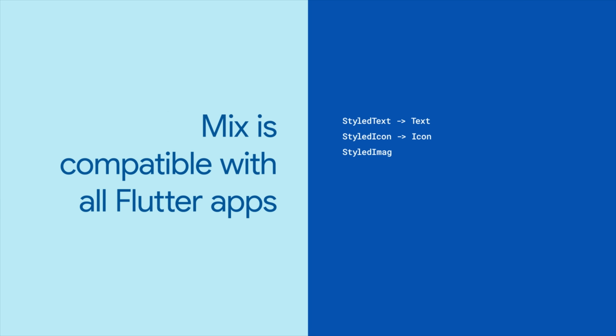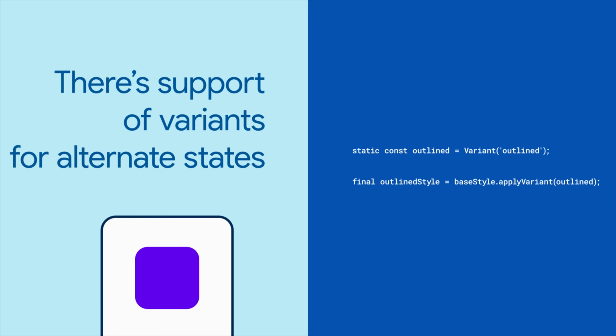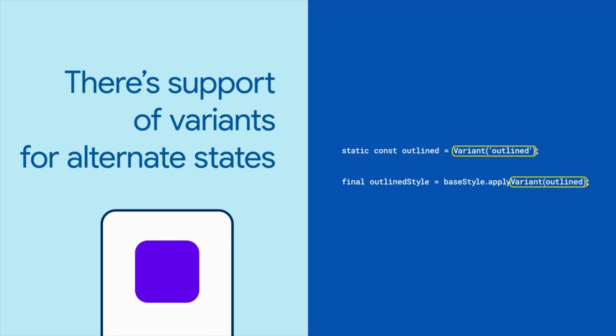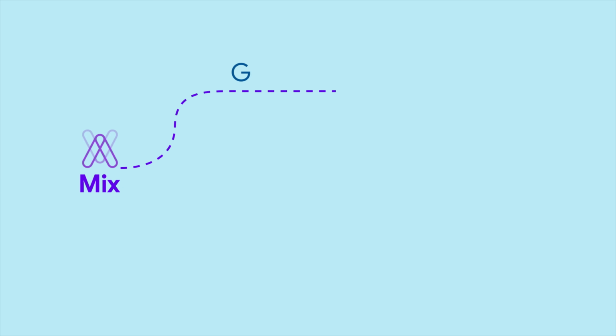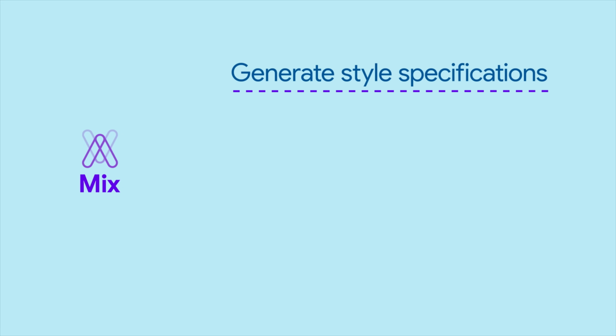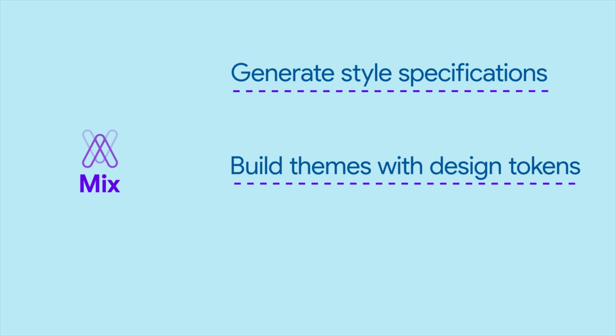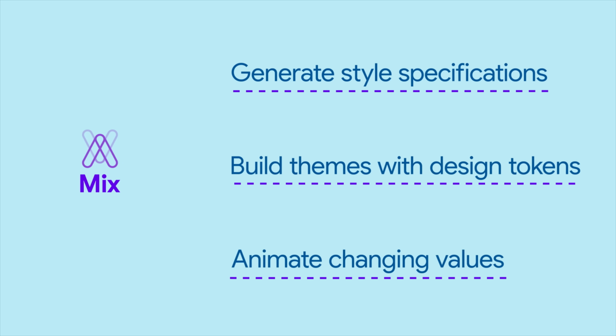Each of those classes wraps the core Flutter widget that you would expect. This means that Mix is compatible with all Flutter apps and can be used interchangeably with core widgets. Mix also supports variants for alternate states, like selected, inactive, or anything else your app needs. You can even generate your own style specifications for type-safe styling of your own custom widgets, use design tokens to build themes, and animate changing values.